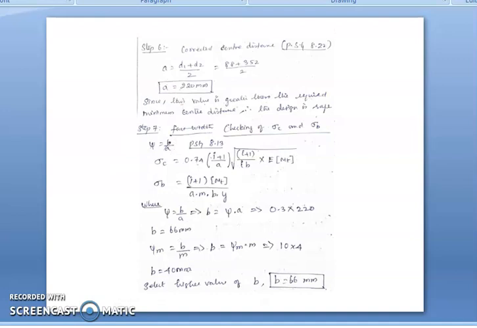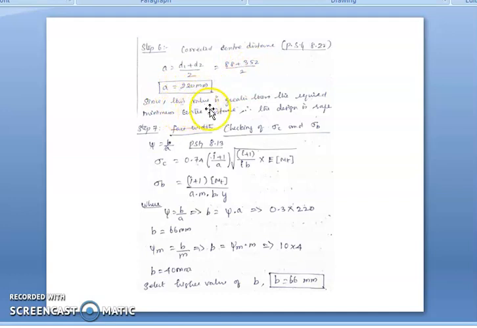Then the next step, center distance. The center distance is equal to (d1 + d2) / 2. That means from the center of the driver to the center of the driven. So that is (d1 + d2) / 2. We already found d1 and d2, so we can easily calculate a equal to 220 mm.